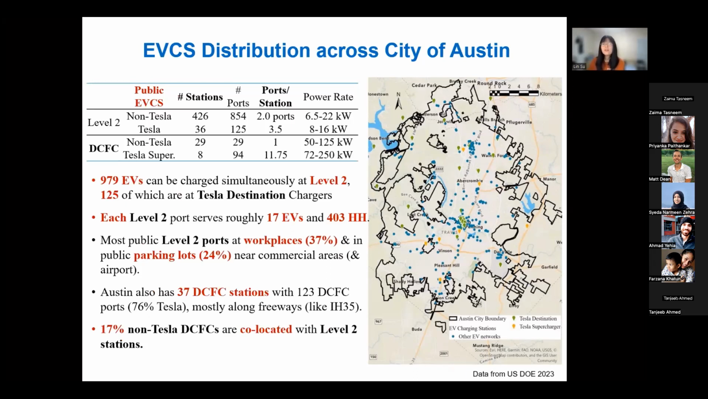DC fast charging stations are not as common as level 2. There are 37 DC fast charging stations with 123 charging ports in Austin. Tesla superchargers make up 76% of total charging ports. Many public DC fast charging stations are scattered along the I-35 freeway or within downtown Austin, located in parking lots near restaurants and shopping malls. 17% of non-Tesla DC fast charging stations are co-located with level 2 charging stations. Each pedestal only accommodates one charging port.